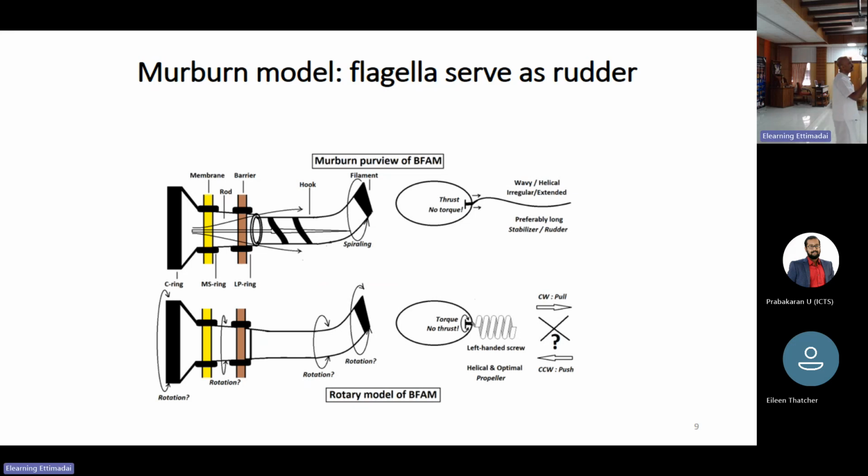How can something be rotated by protons as well as by sodium? What is the dimension difference? 10 to the power 5 to 10 to the power 6. There is no scope for the other theory. Absolutely no scope. And then these are proteins.